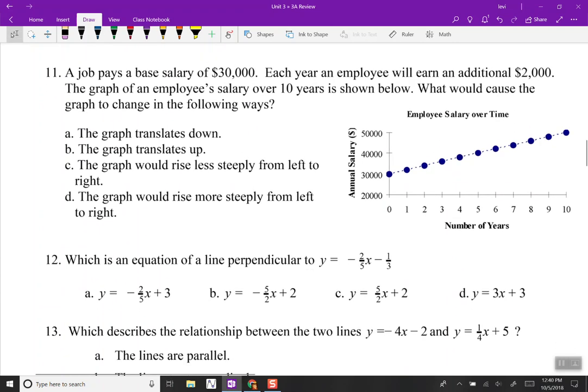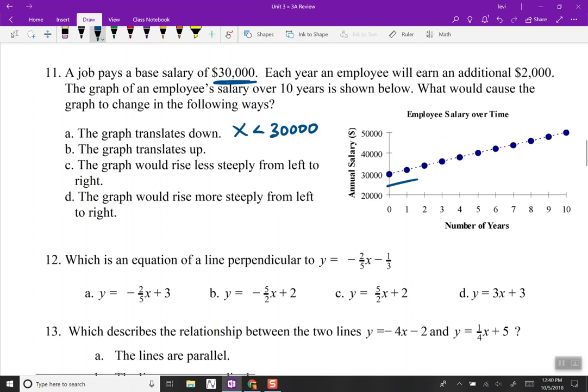11, job pays a base salary of $30,000. Each year an employee will earn an additional $2,000. The graph shows the employee's salary over 10 years. What would cause the graph to change in the following ways? The graph translates down. Okay, well, if we translated the graph down, that would mean that we wouldn't start at 30,000. So we'd start at somewhere less than 30,000.